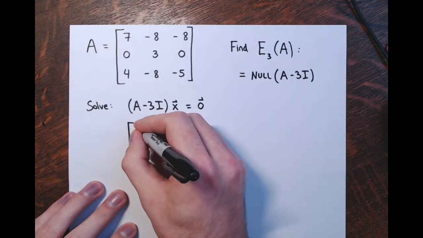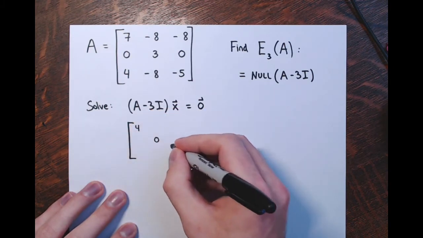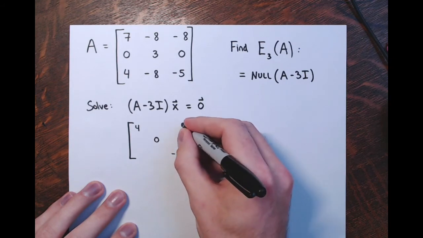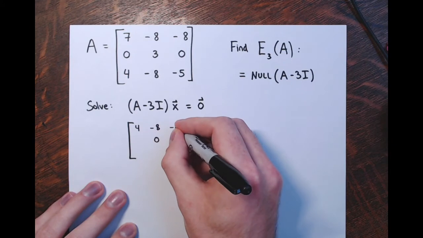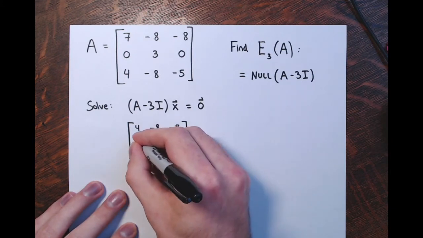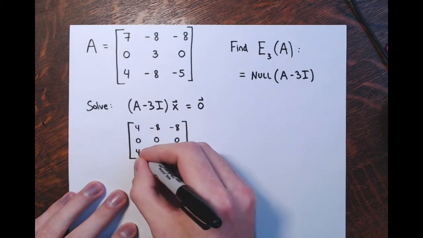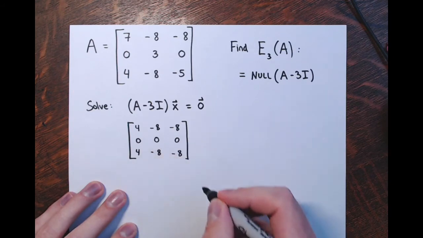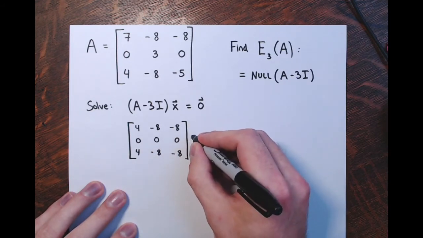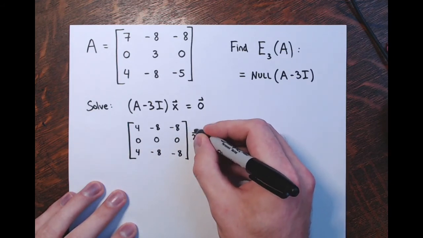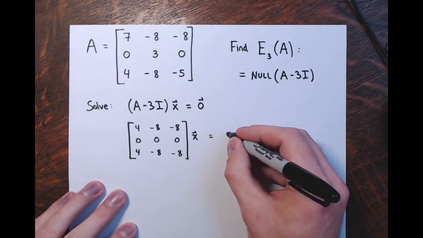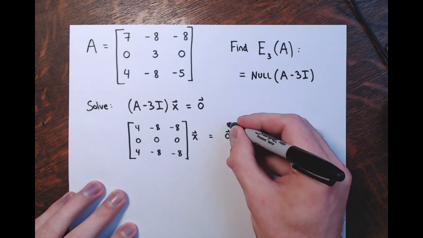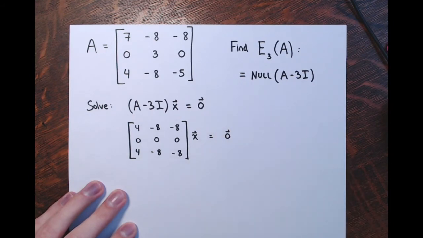So A minus 3I, again, is just subtracting 3 down the main diagonal. So I'd have 4, 0, negative 8, and all the other entries stay the same. Then times, again, I'll just write vector x here. You know it's got to have 3 components. And I want this to be equal to the 0 vector, again with 3 components, 3 zeros.